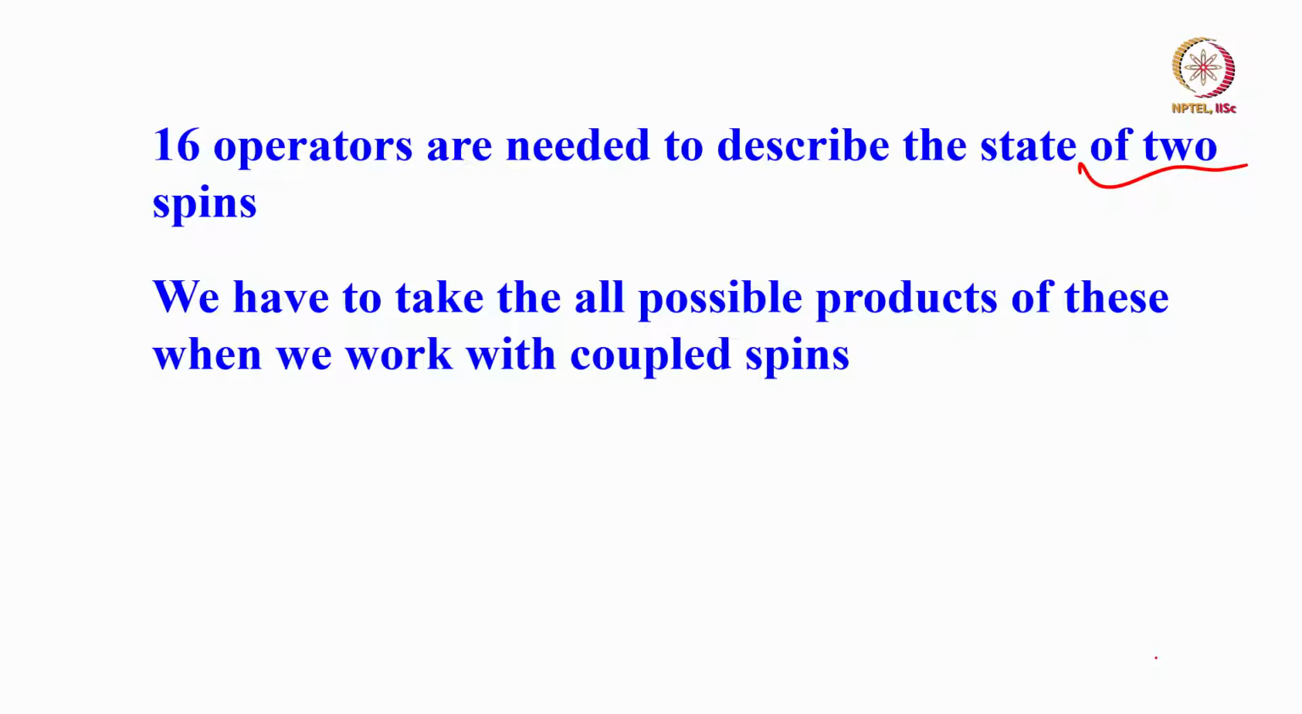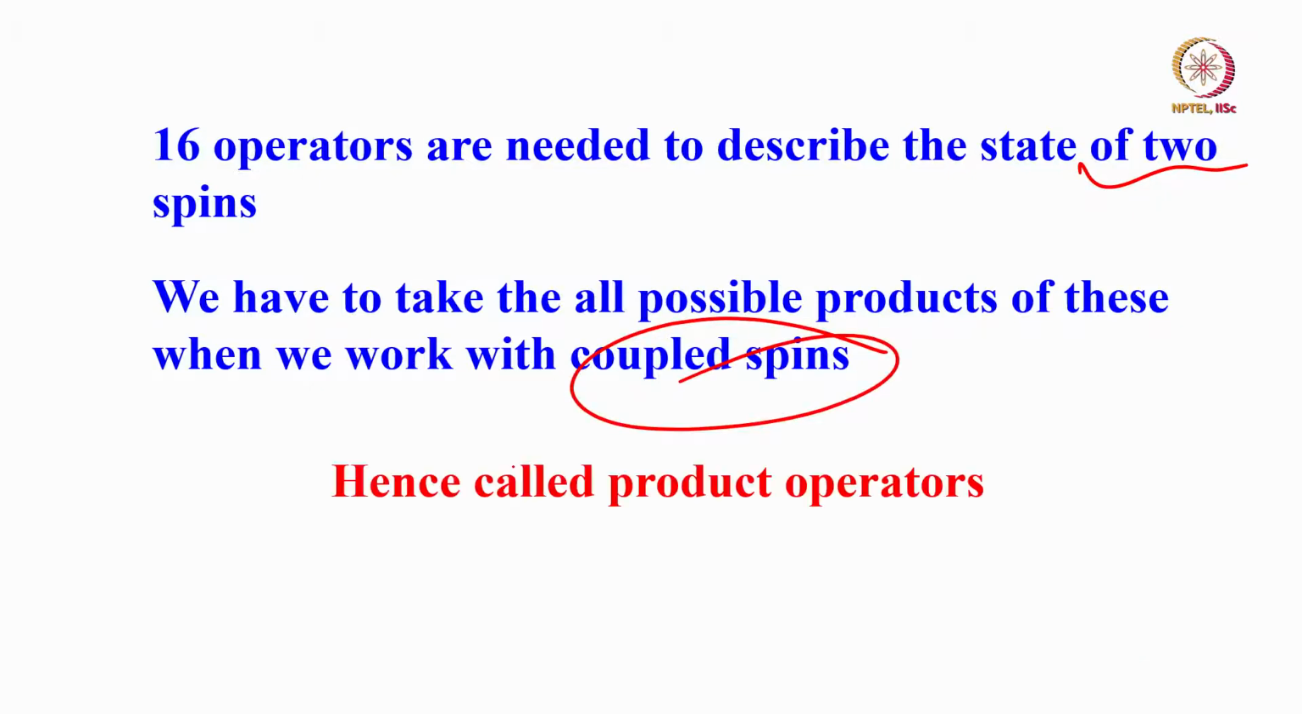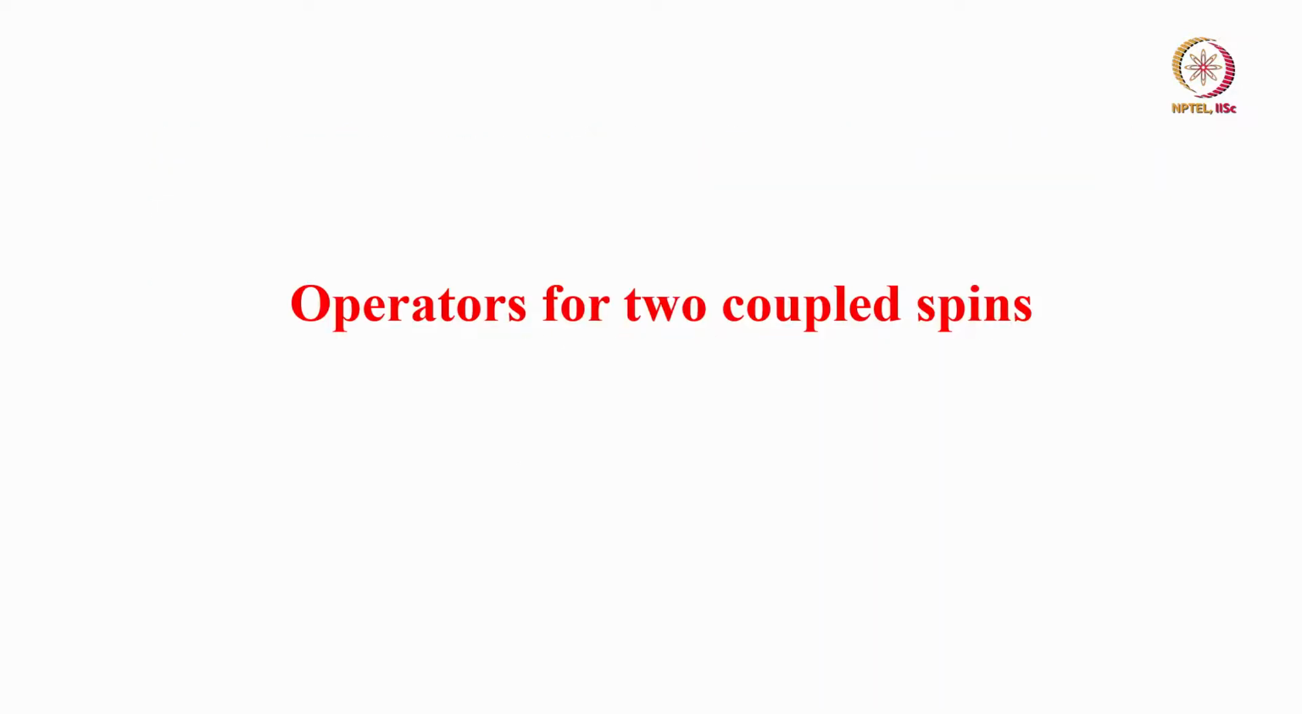So we have to take all the possible products of this when we work with coupled spins. All 16 operators we have to consider. That is the reason, since we get products of all these things, these are called product operators. Why does the product operator name come? Because when you consider multiple spins, for example 2 spins here, each spin has 4 operators. We have to take a combination of all the 4 with all the 4 operators of the other spin. So, we will have 16 operators, that is why they are called product operators.